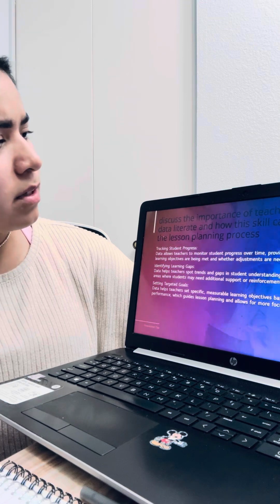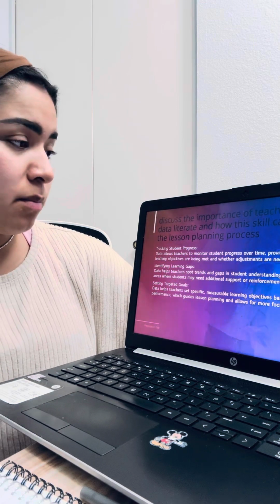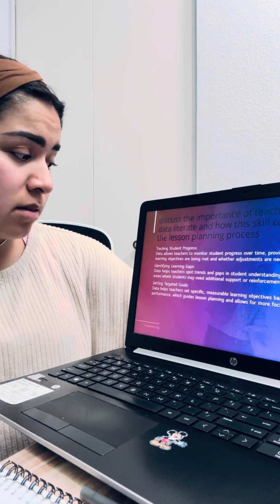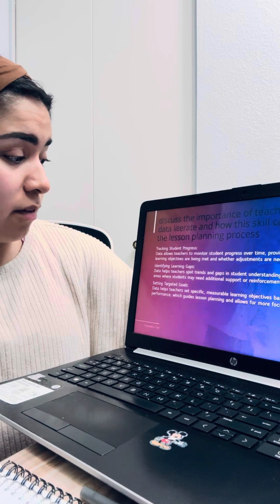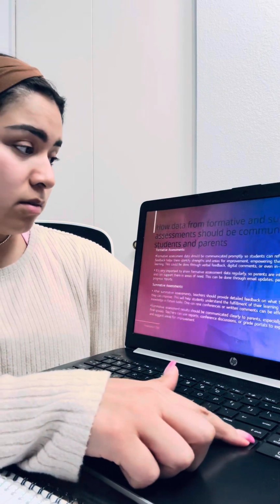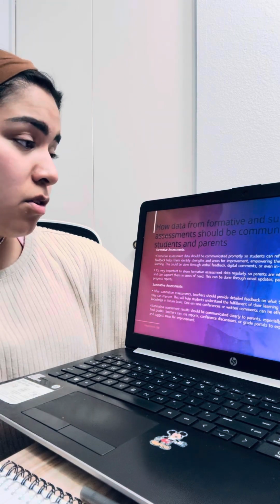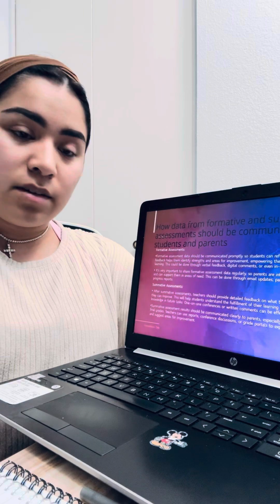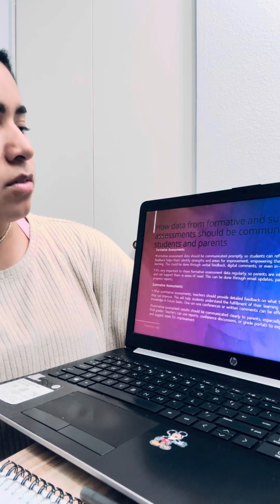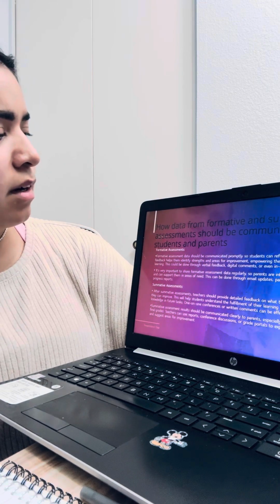Discussing the importance of teachers being data literate and how this skill can be used in the lesson planning process. It helps to track student progress, identify learning gaps, and set targeted goals. How data from formative and summative assessments should be communicated to students and parents. Formative assessment data should be communicated promptly so students can reflect on their progress. Immediate feedback helps them identify strengths and areas for improvement.